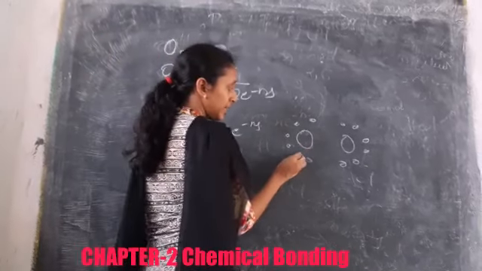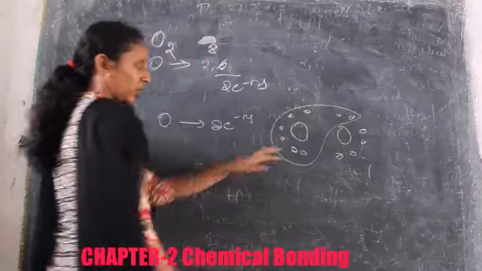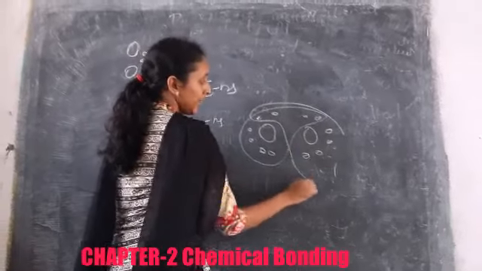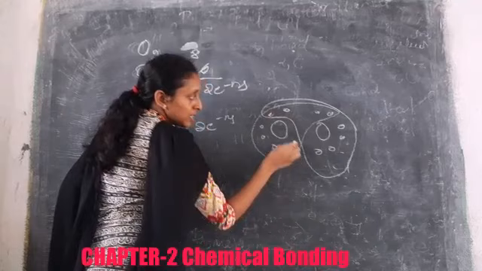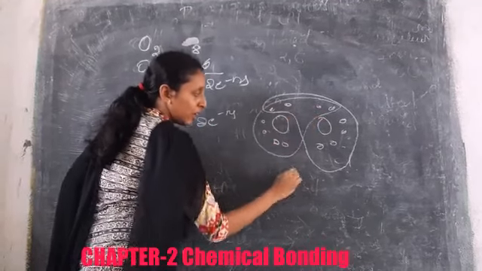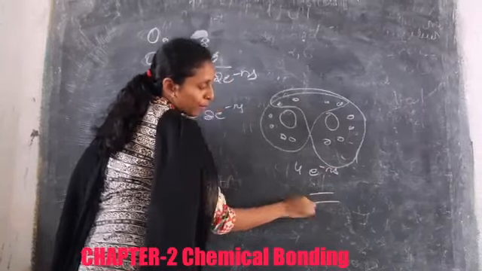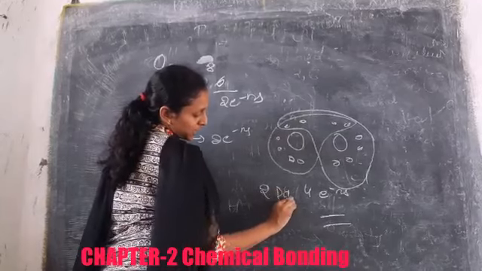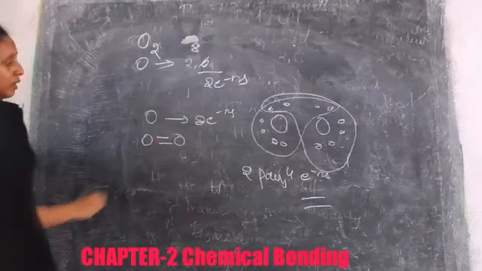What this oxygen does is, it will take up this electron and become stable, and this oxygen also will take up 2 of the electrons and become stable. Since there are 4 electrons involved in the reaction, it will form a double bond. 4 electrons in the sense 2 pairs. So this will form O double bond O.